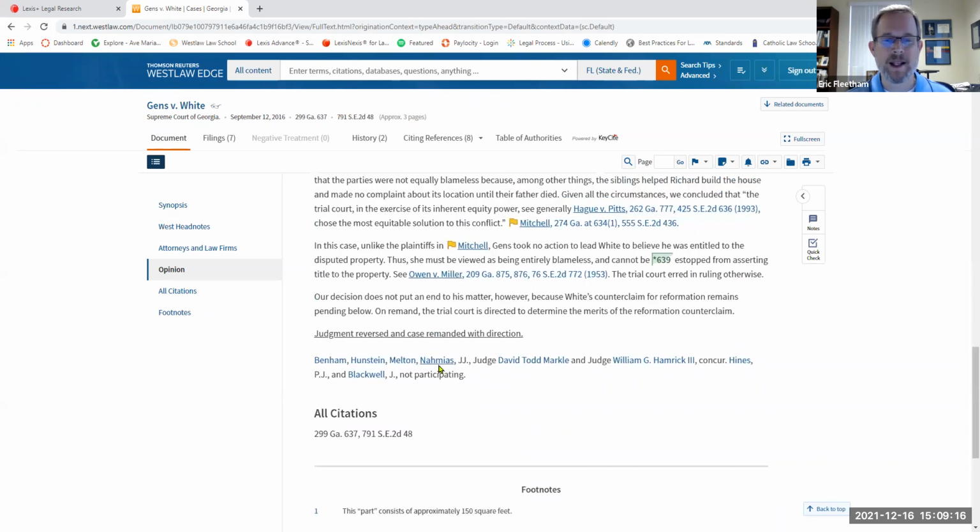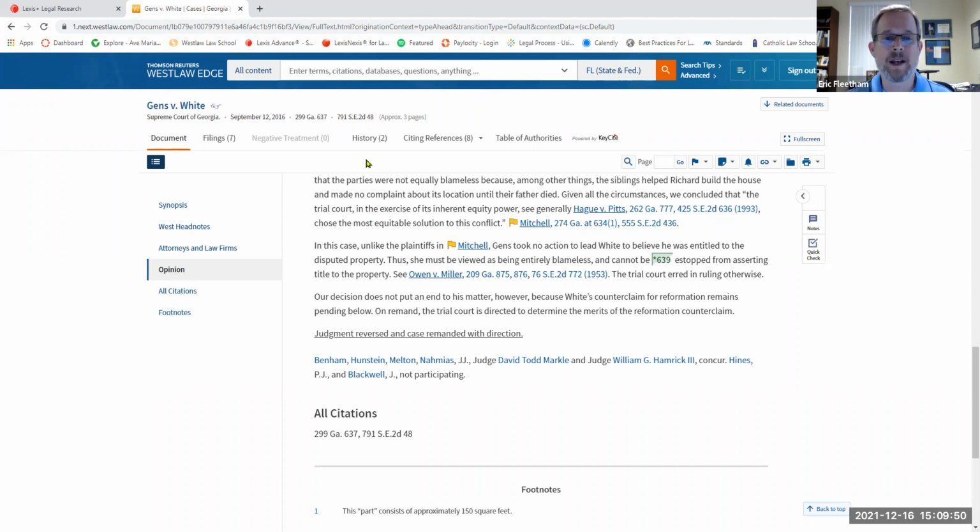And it would tell us that the trial court erred and that on remand, the trial court is directed to determine the merits of the reformation counterclaim. So judgment reversed and case remanded with direction. So it's being remanded back to the trial court. So where are there any subsequent decisions? We need to know. Let's find that out.